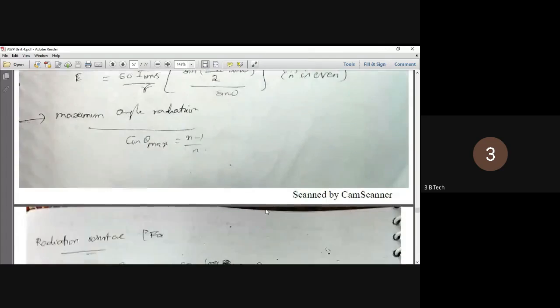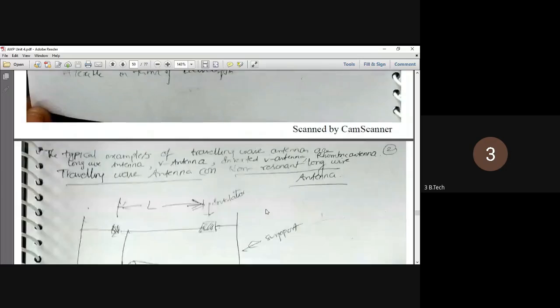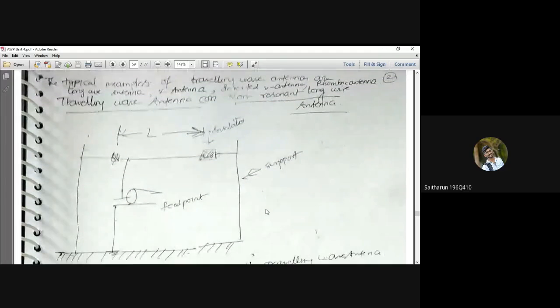Is the audio clear? Is the screen visible? Yes, sir. Yes, sir. Okay, right.